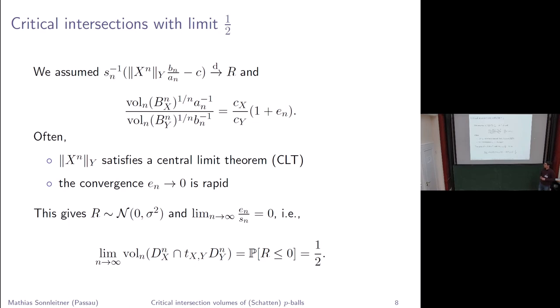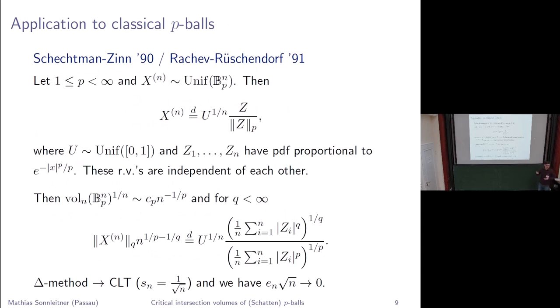Interesting question. Thanks. So maybe let's see what this means for LP balls, so that we get a little feeling for this abstract approach. For LP balls, there's this very useful stochastic representation derived by Schechtman and Zinn, and independently by Rachev and Rüschendorf. It says the following. If you have a uniformly distributed vector in an LP ball, then in distribution it is equal to a uniform variable over 0 to 1 to the power of 1 over n, times a vector of p-Gaussians, which have this probability density function, divided by the p-norm of this vector.